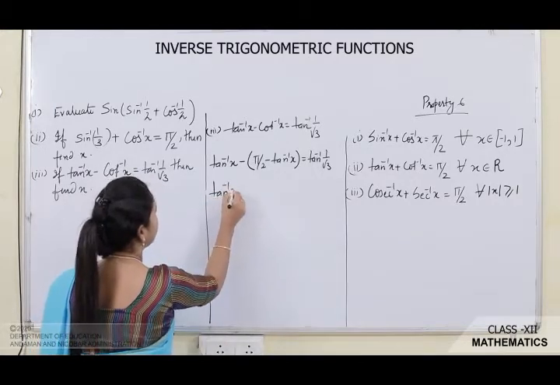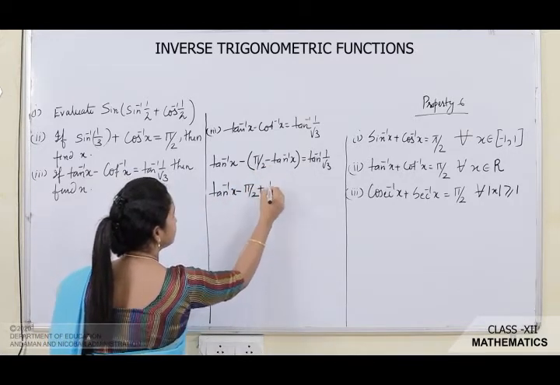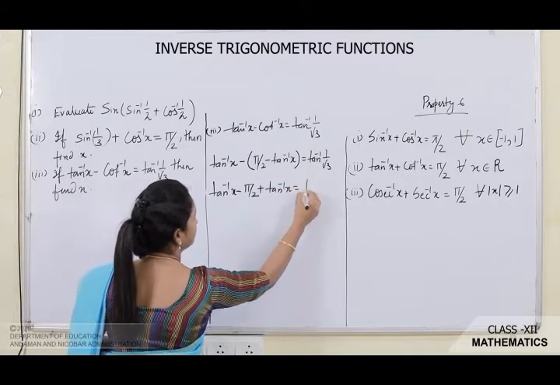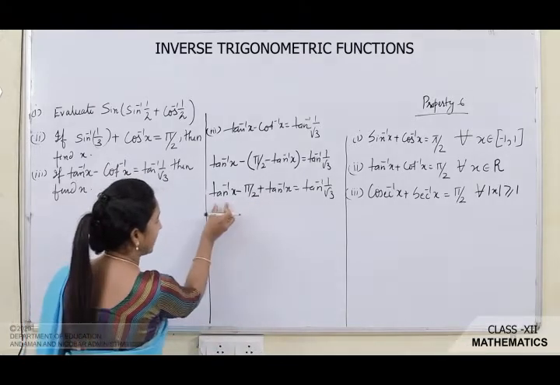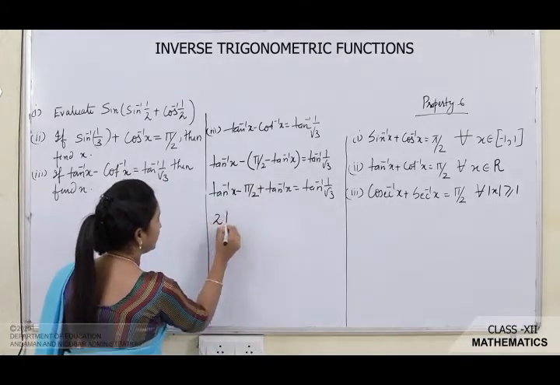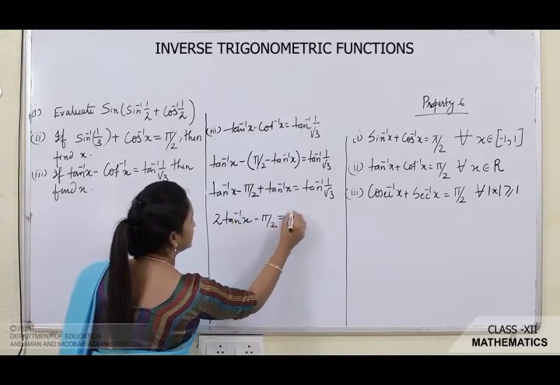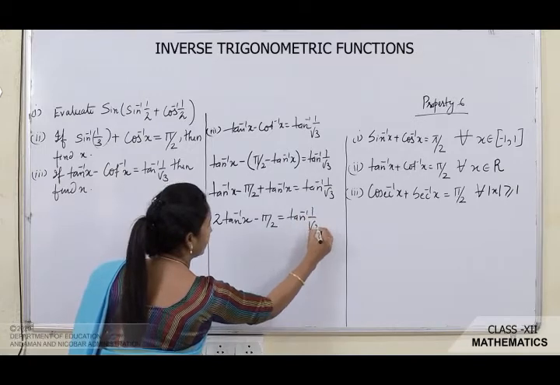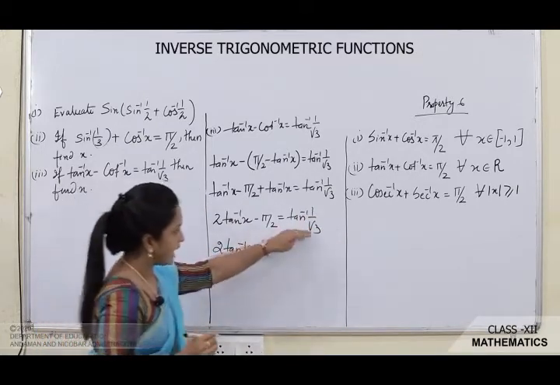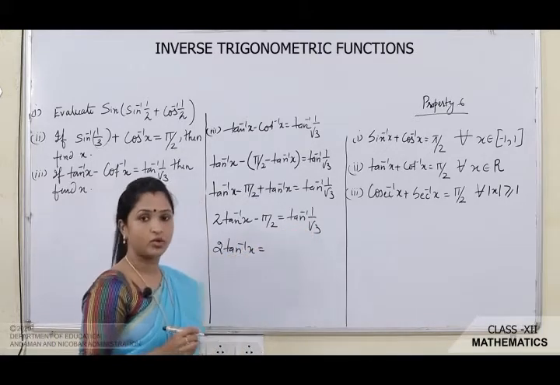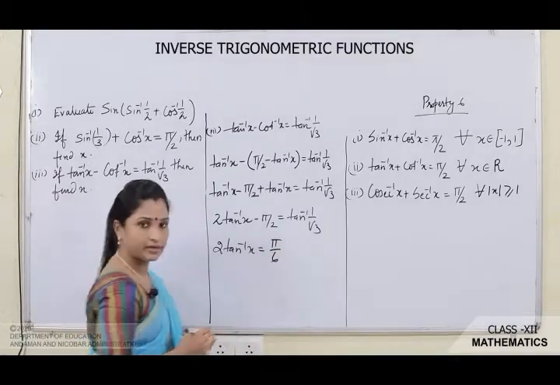So tan inverse x minus pi by 2, open the bracket, minus into minus plus, tan inverse x is equal to tan inverse 1 by root 3. Now when you simplify tan inverse x plus tan inverse x, you are going to get 2 tan inverse x minus pi by 2 is equal to tan inverse 1 by root 3. What is the value of tan inverse 1 by root 3? Pi by 6. Correct?